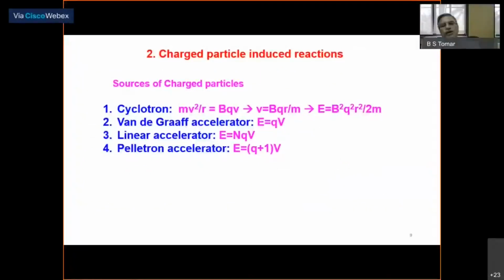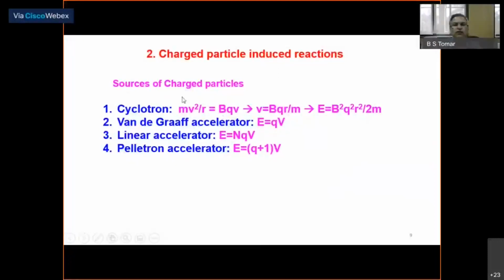Okay, now I come to the charged particle-induced reactions. The charged particle sources I have just listed here. Cyclotron is one of the most commonly used sources of charged particles. We can also have very high current of charged particles, almost milliamperes. 1 milliampere will have 10 power 15 particles per second.